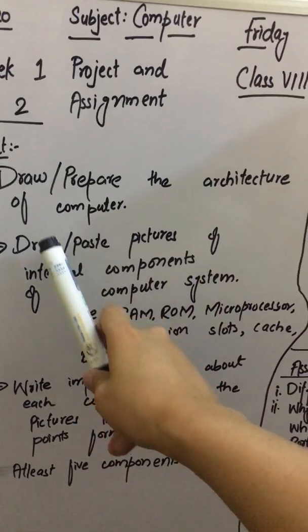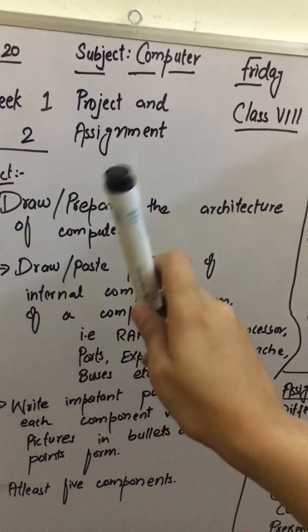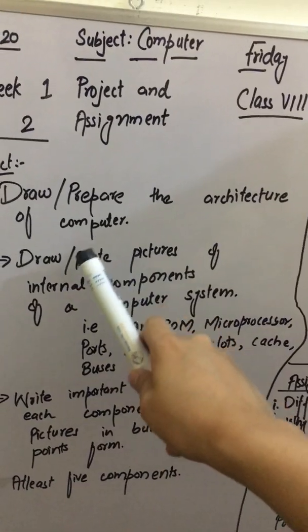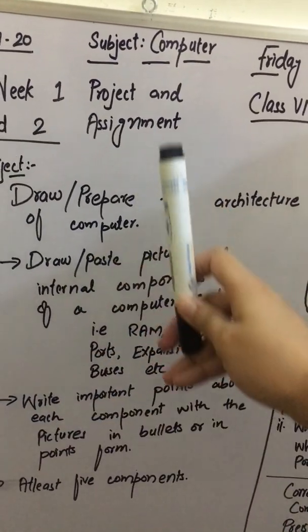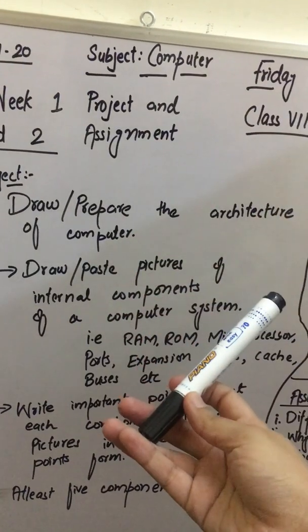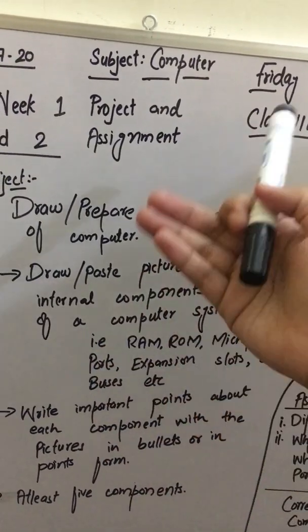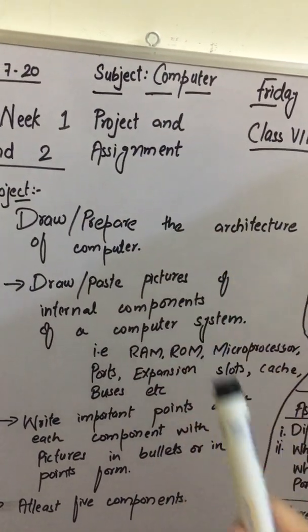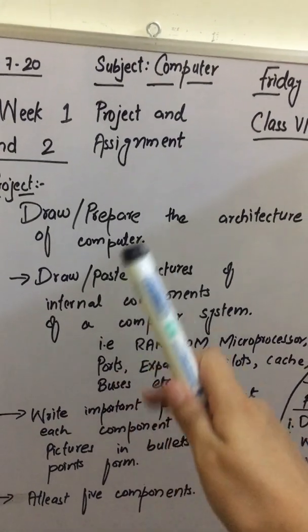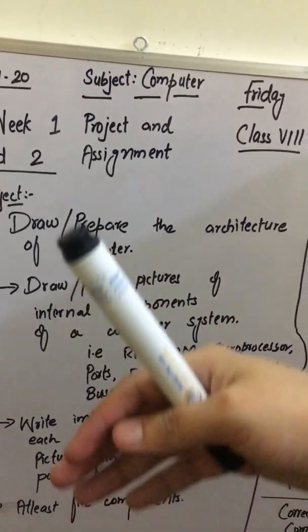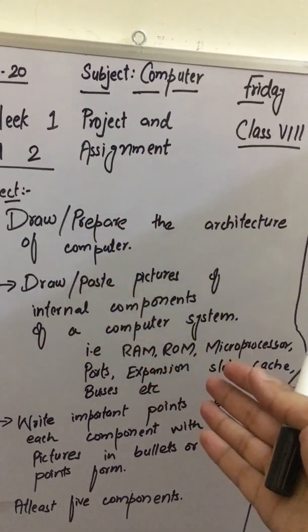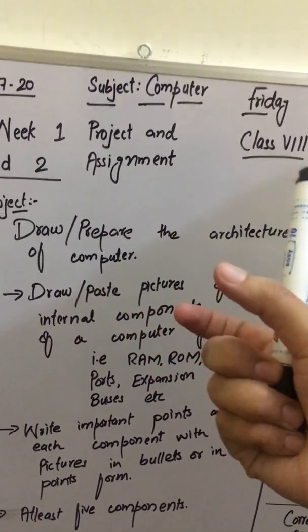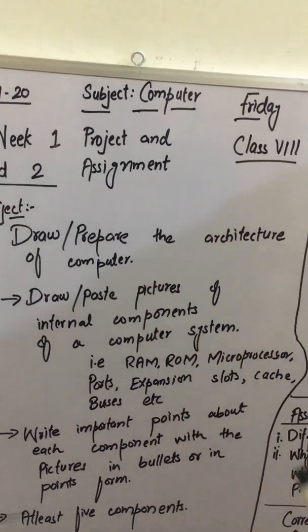If you are good in drawing, you can draw the pictures, or if your drawing is not that good, then you can paste the pictures. How can you paste the pictures? You can get a printout from the computer by using the internet, and you can cut and paste it. You can paste those pictures on some chart paper, or on a thermopole, or on some colored papers, and then you can tie it with a ribbon.